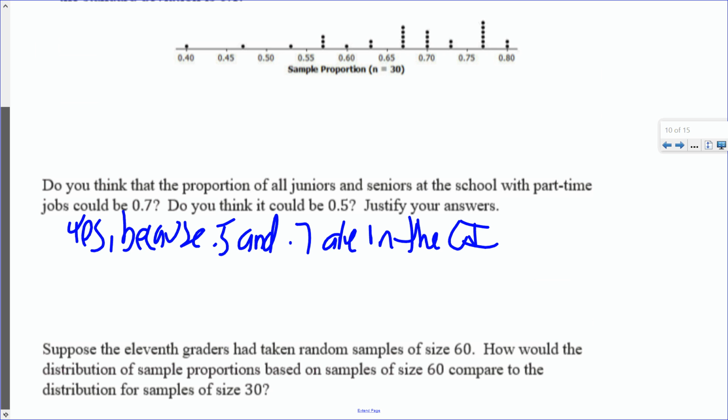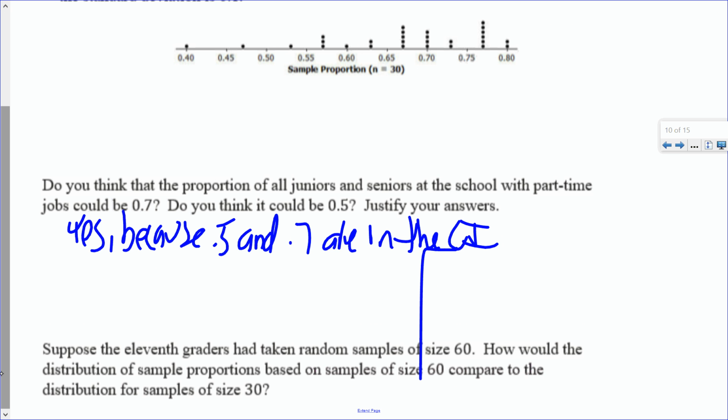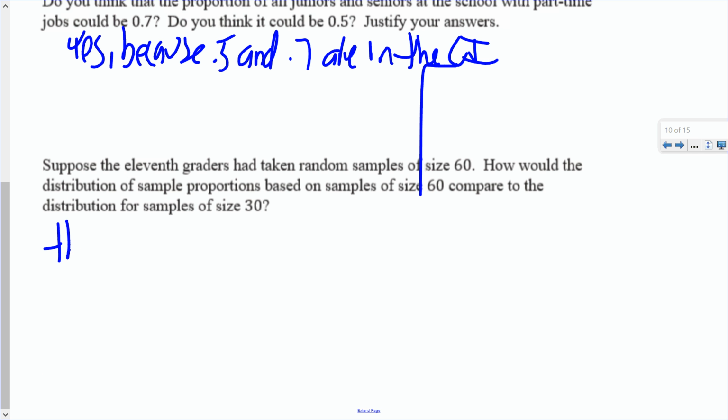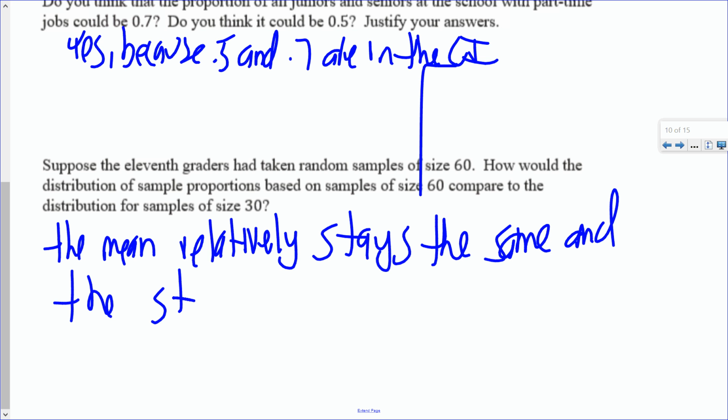Both 11th graders had taken random sample sizes of 60. How does the distribution of sample proportions based on the sample of size 60 compare to the distribution for 30? Well, if I increase the sample size, the mean relatively stays the same, and the standard deviation decreases.